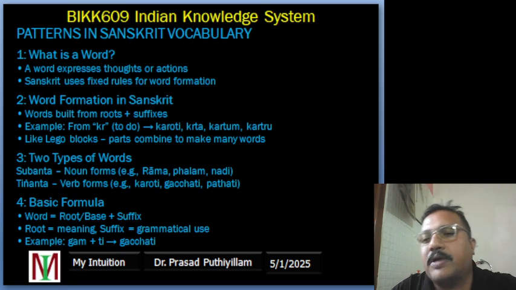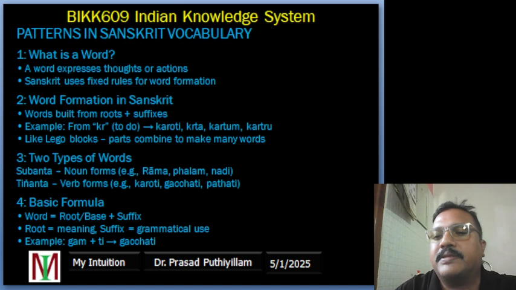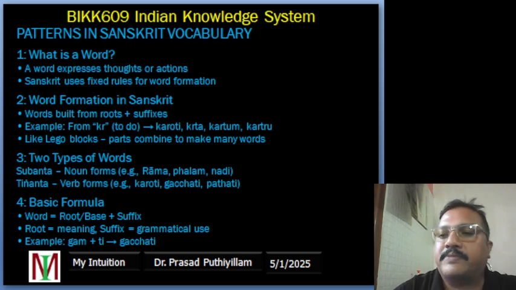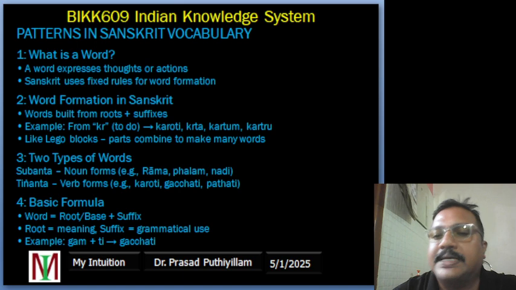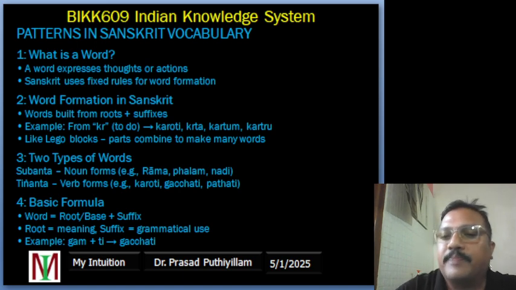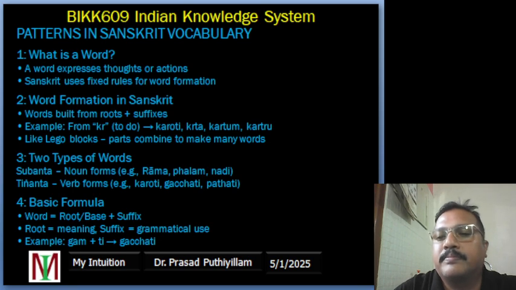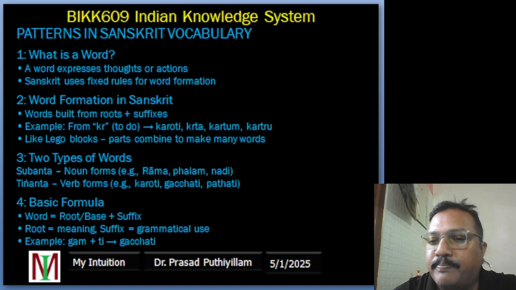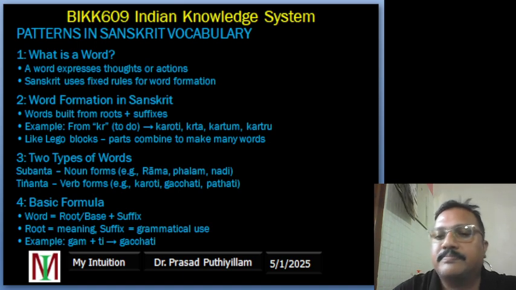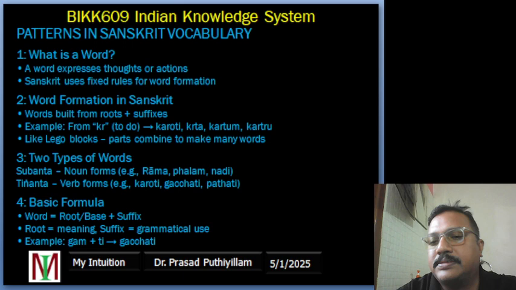Whereas tinanta, these are the verb forms, which describe the action, what it is doing, and they end with a verb suffix. For example, gachati means goes. Karoti means it does. Padthati means reads. So these are the tinanta. So how do these words come together?